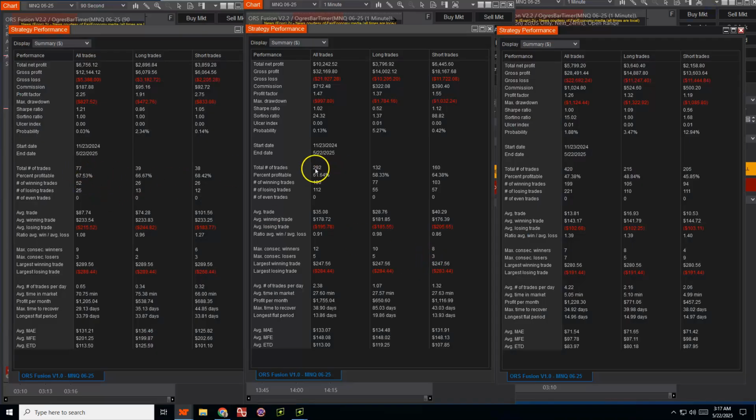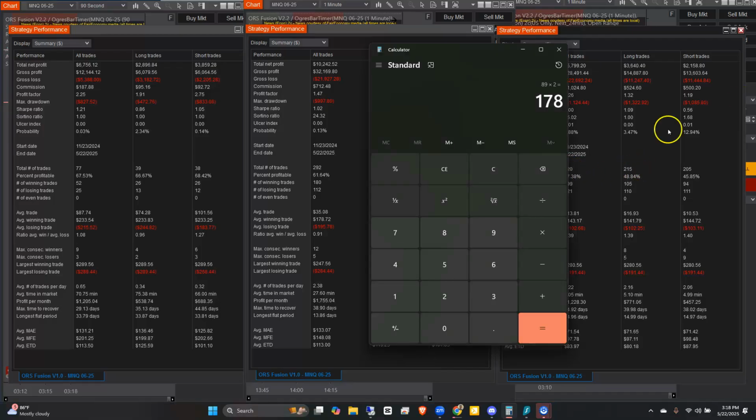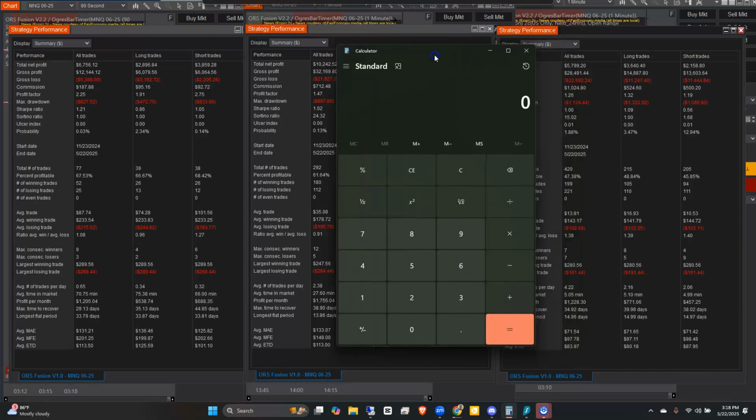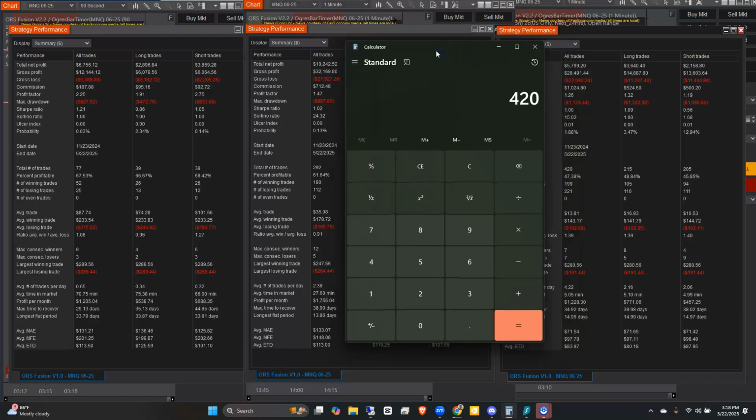77, 292, and 420. So that's a heck of a lot of trades. Let's do it. That's 420 plus 292 plus 77. Yeah, almost 800 trade sample size. But yeah, this is kind of cool.